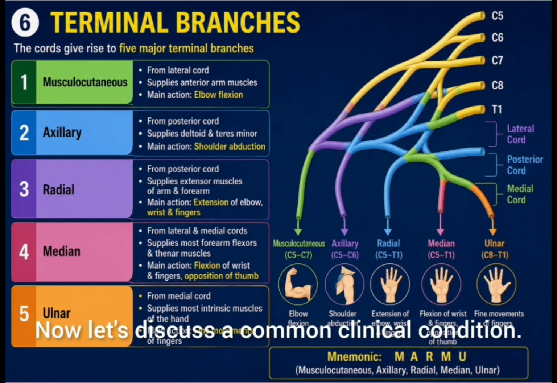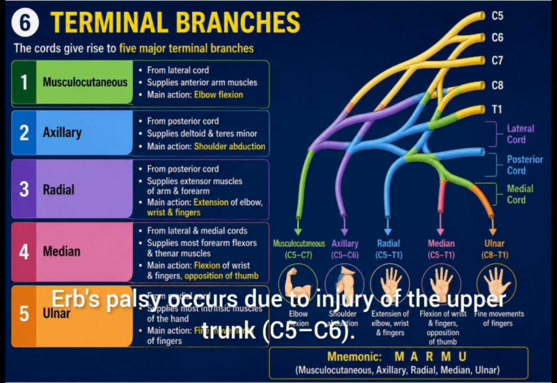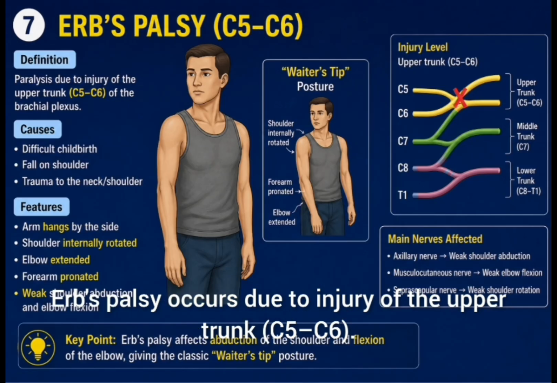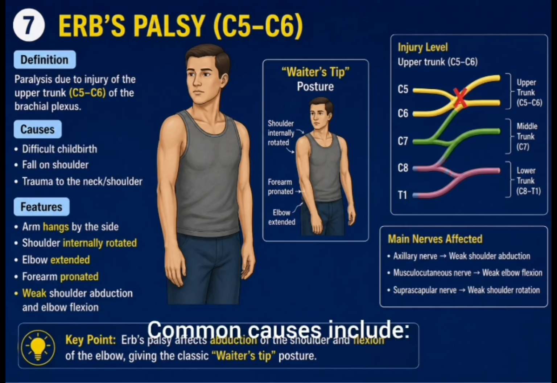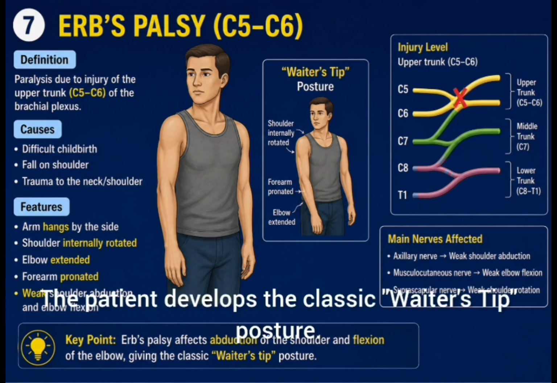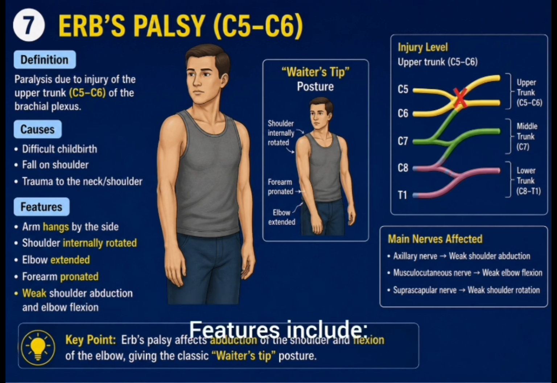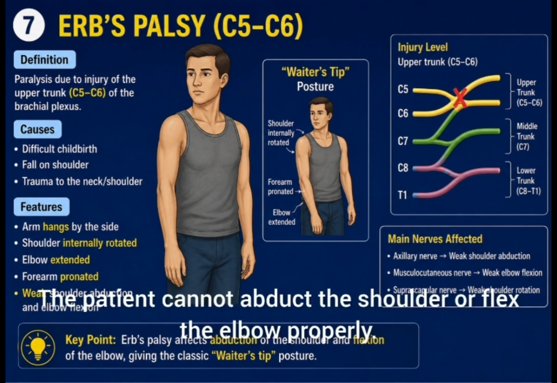Now let's discuss a common clinical condition. Erb's palsy occurs due to injury of the upper trunk, C5 to C6. Common causes include difficult childbirth, fall on the shoulder, trauma to the neck. The patient develops the classic waiter's tip posture. Features include arm hangs by the side, shoulder is internally rotated, elbow is extended, forearm is pronated. The patient cannot abduct the shoulder or flex the elbow properly.